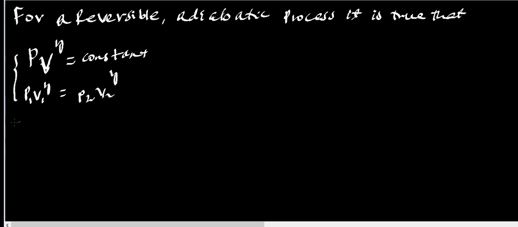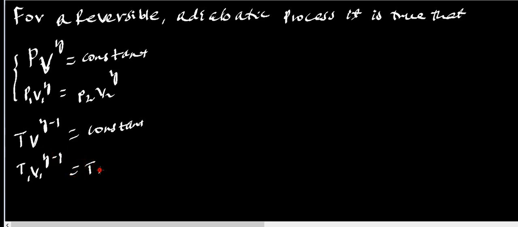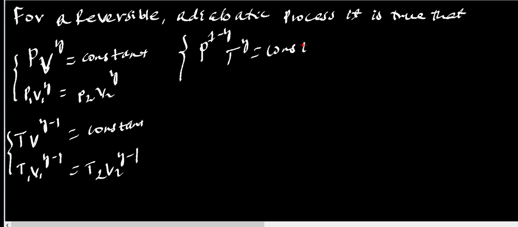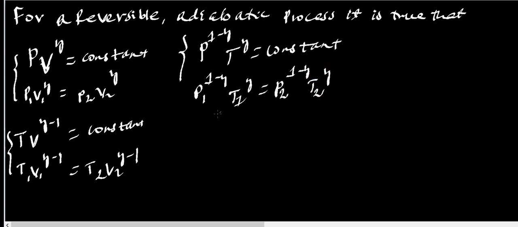This is one and two. T V to the power of gamma minus one is also constant: T1 V1 to the power gamma minus one is equal to T2 V2 to the power gamma minus one. Also, this is a constant. This is three. P to the power of 1 minus gamma times T to the power of gamma is also a constant. This implies that P1 to the power 1 minus gamma T1 to the power gamma equals P2 to the power 1 minus gamma T2 to the power gamma.